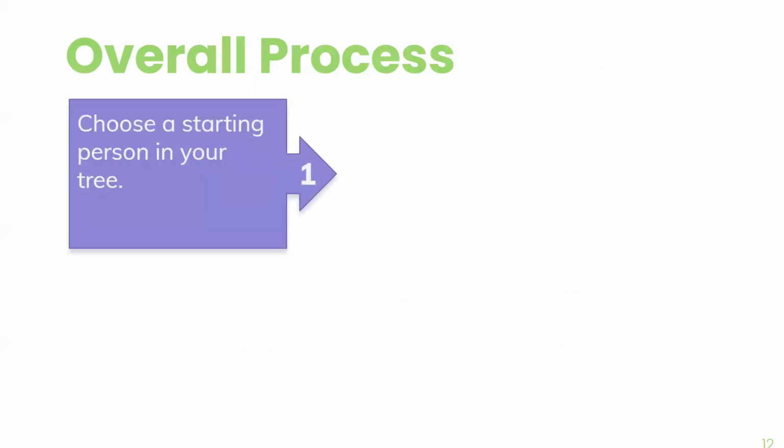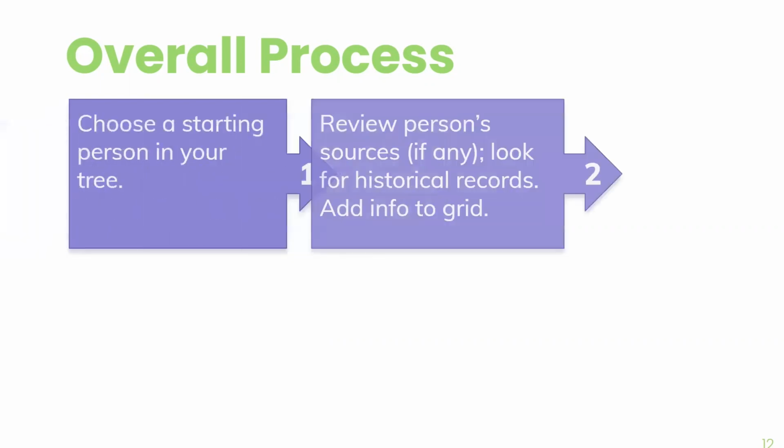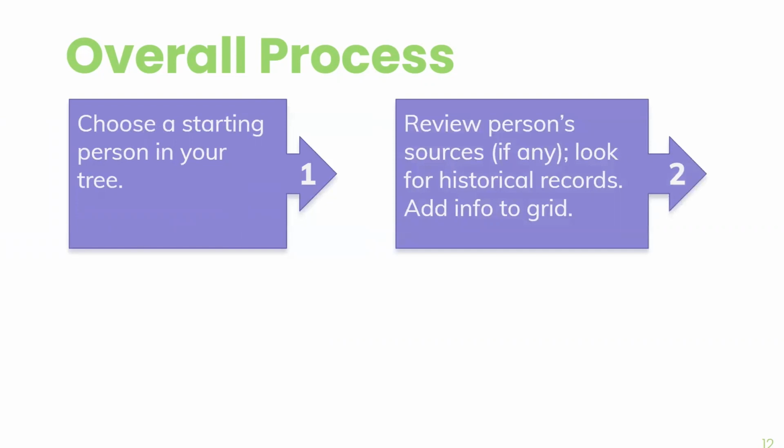Before we get into specifics, I wanted to give you the overall process of building your tree with the timeline grid, 4 simple steps. So the first thing that you want to do is choose a starting person in your tree. The next thing that you do after that is to review that person's page. So you look at their information, focus on their sources, and then once you've got a good handle on everything you do know about that person, then it's time to start looking for other things, other historical records and so forth. And then you start adding that information to the timeline grid.